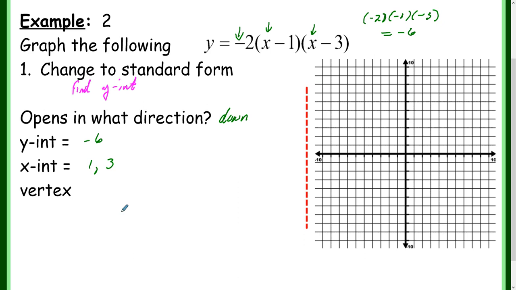Now we just have to find our vertex. So we're going to do the average. So xv is going to be (1 + 3) divided by 2, which is equal to, so 4 divided by 2 is going to be 2. We're going to sub this value into, I'm going to sub it into this equation. So my yv is equal to -2 times (2 - 1)(2 - 3).